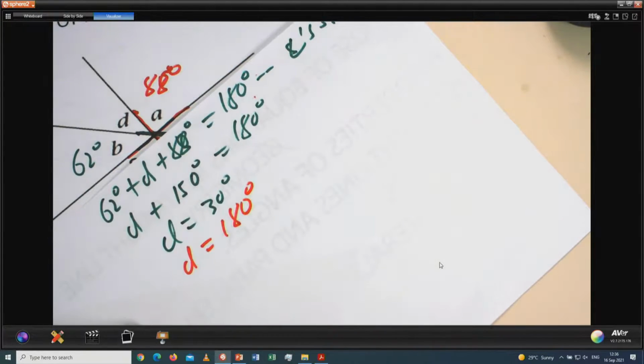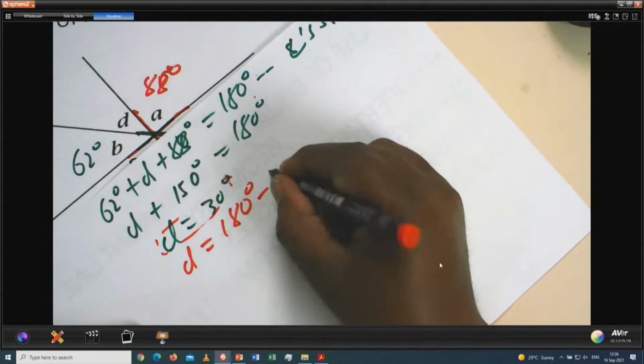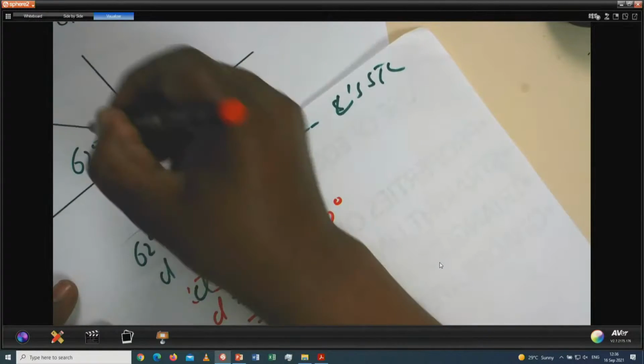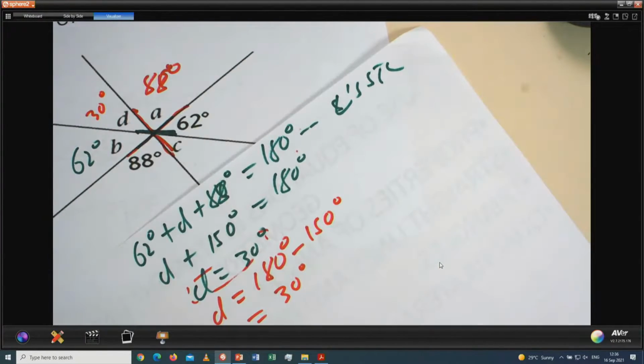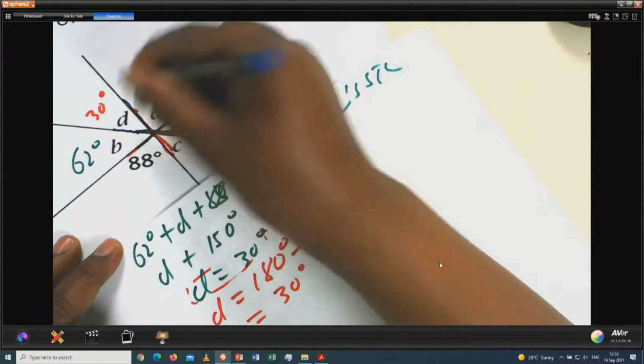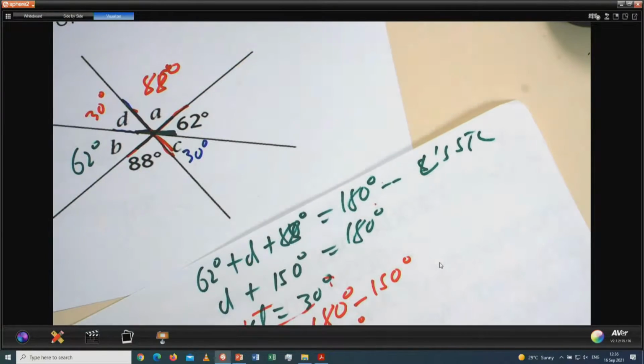Or again, you can say, okay, at least you know you won't get it wrong. But for the sake of the marks, because when the teacher marks you, they give you a mark for each and every step. At least you know the answer, but now you must convince the teacher that you know your stuff. And then D is 30 degrees. Now what is D vertically opposite to? You see now, the relationship is important. D is vertically opposite to C, therefore that is your 30 degrees.